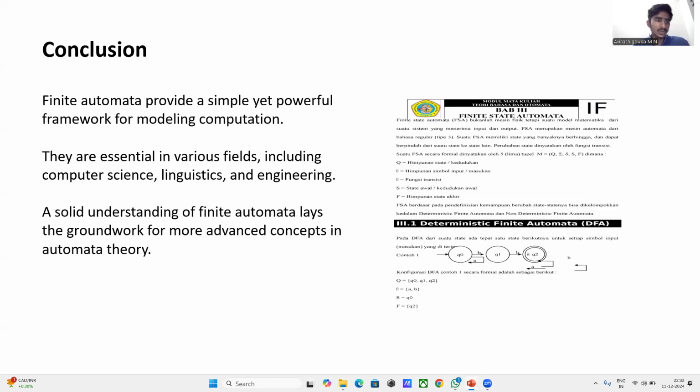Finally, coming to the conclusion. Finite automata provide a simple yet powerful framework for modeling computation. They are essential in various fields, including computer science, linguistics, and engineering. A solid understanding of finite automata lays the groundwork for more advanced concepts in automata theory.